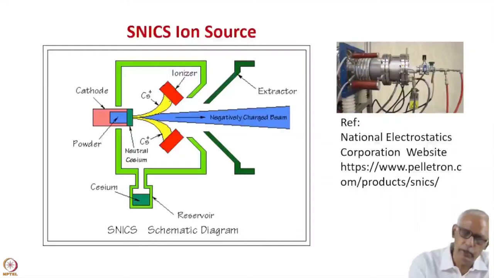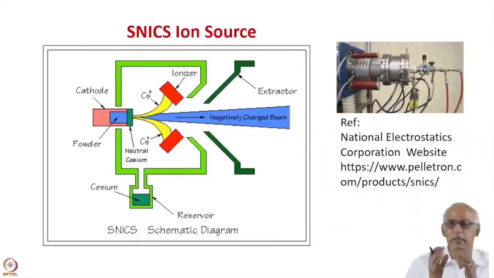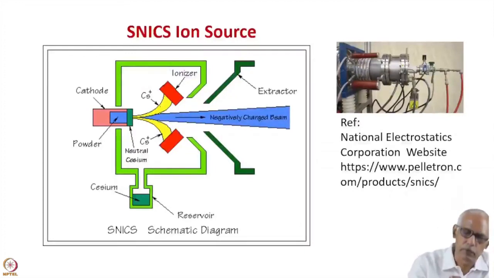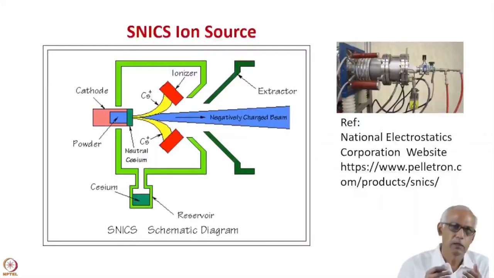So cesium is deposited at the surface, and when this is heated, then the cesium plus ions will be emitted out of it, and they will hit the sample here, which is a cathode. By sputtering, the neutral atoms or maybe positive ones will pick up electrons from the cesium which is coming here, and cesium is a good donor of electrons, because the outermost orbit of cesium has only one electron, and the work function or the ionization energy of that electron is very small.